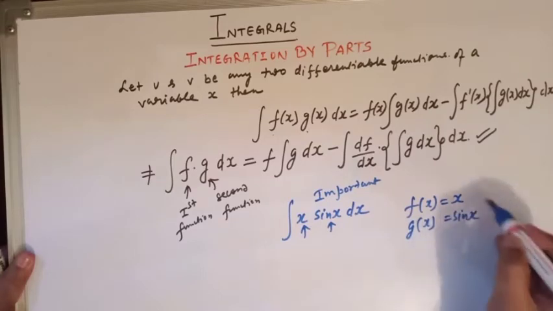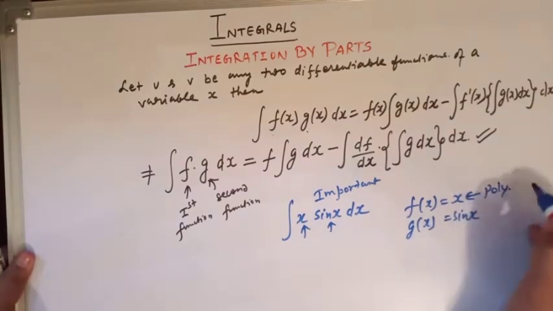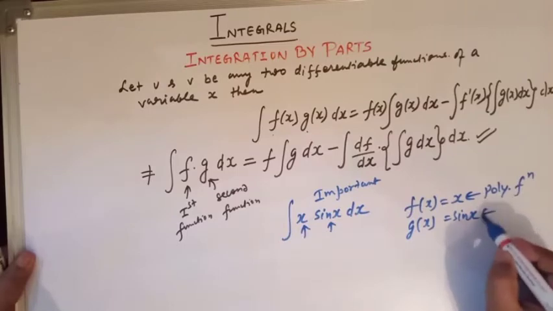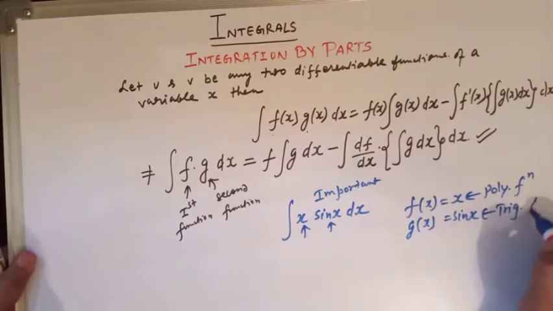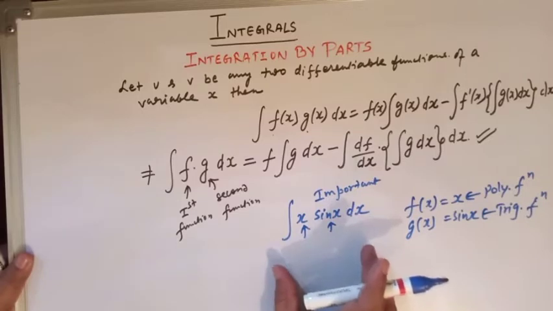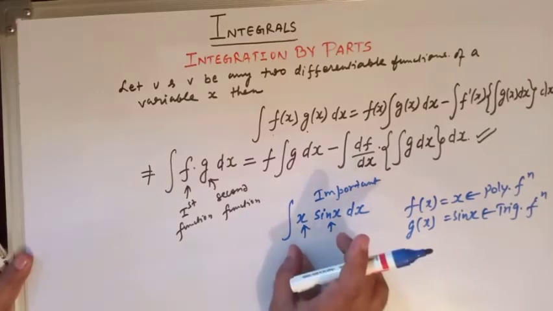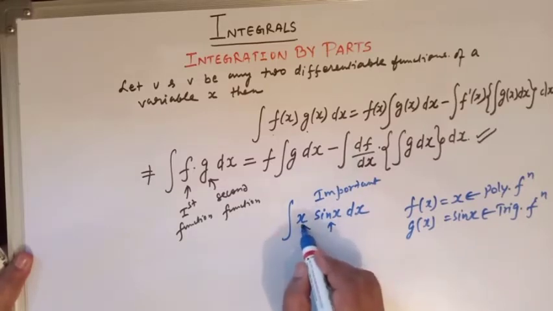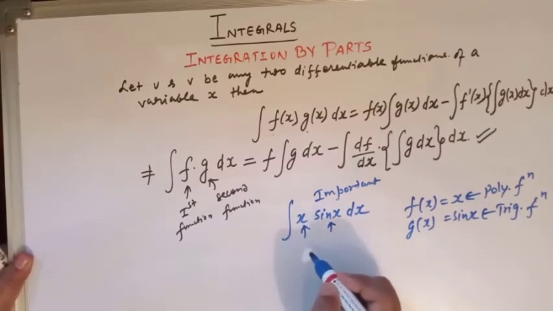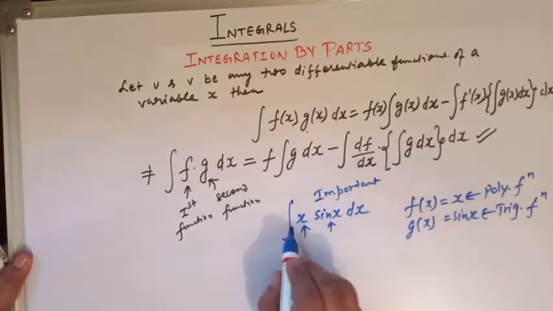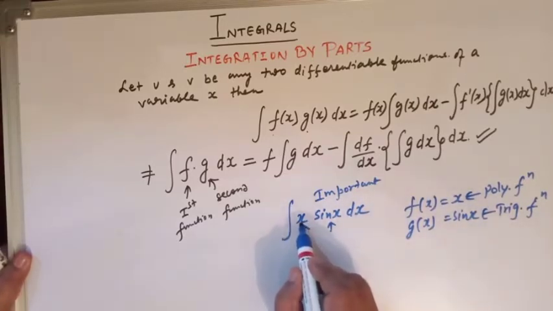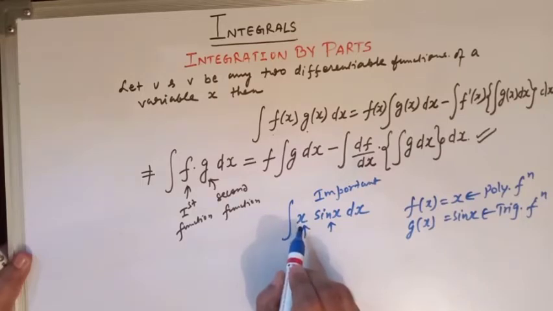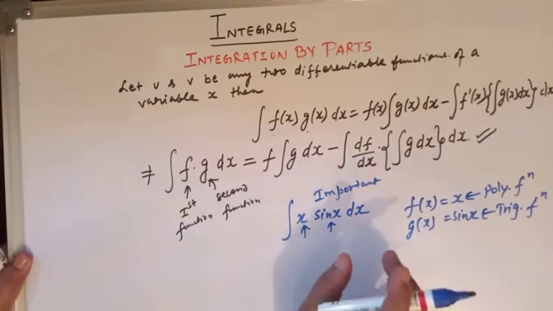Clear? Now this is a polynomial function and this is a trigonometrical function. So whenever we have the product of two functions and one of them is a polynomial function, then we take the polynomial function as the first function. Clear? So we must treat the polynomial function as the first function. Clear?